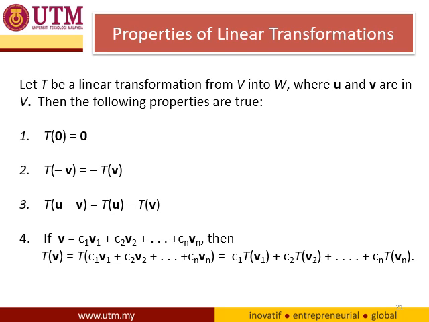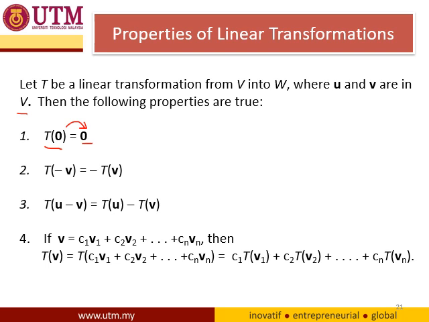Now we look into the next properties of linear transformation. Let T be a linear transformation from V to W, where u and v are in V. Then the following properties are true. Okay, we look at the properties here. If we have the transformation of 0, after the transformation, all of it should be 0. It cannot be any other number. These are the properties of linear transformation.